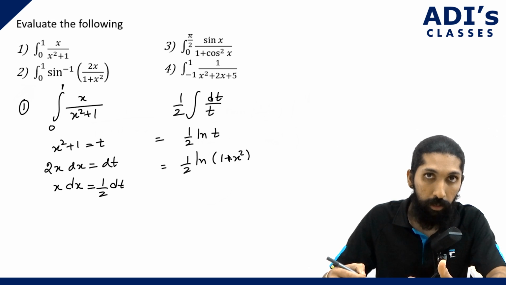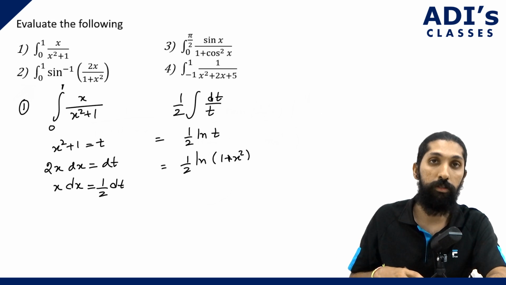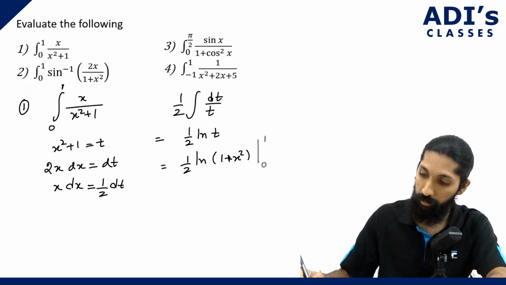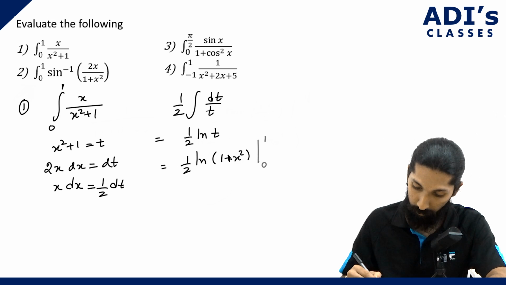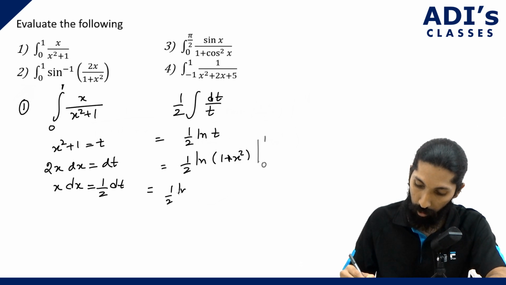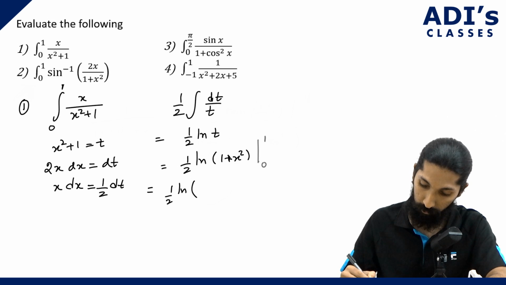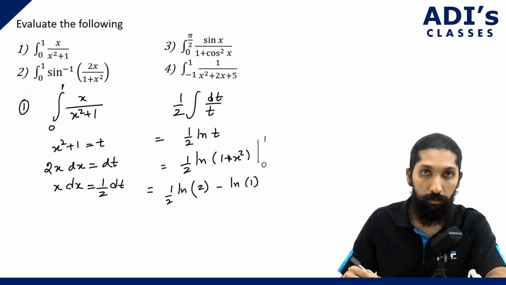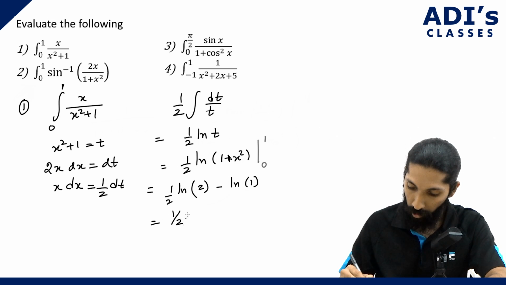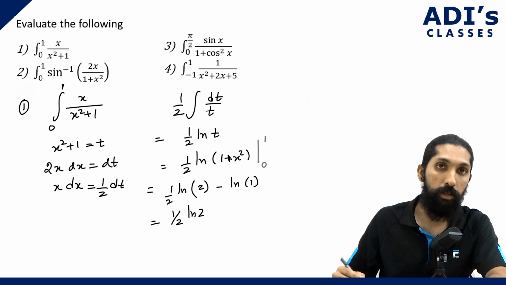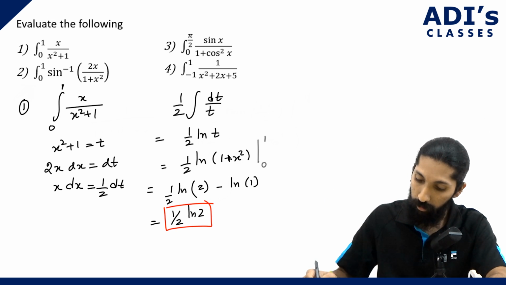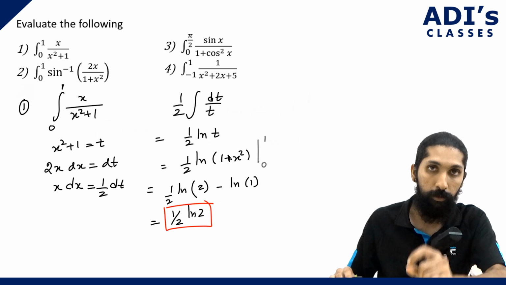Now substitute the value of x. So what are the limits? 0 to 1, right? So we have from 0 to 1. So substitute, you have half log of 1 plus 1. So basically you have log 2 minus log of 1. Log 1 is anyway 0. So the answer is going to be half log 2, or you can say log of root 2, but generally we keep it as it is. So half log 2. This is the answer for the first one.